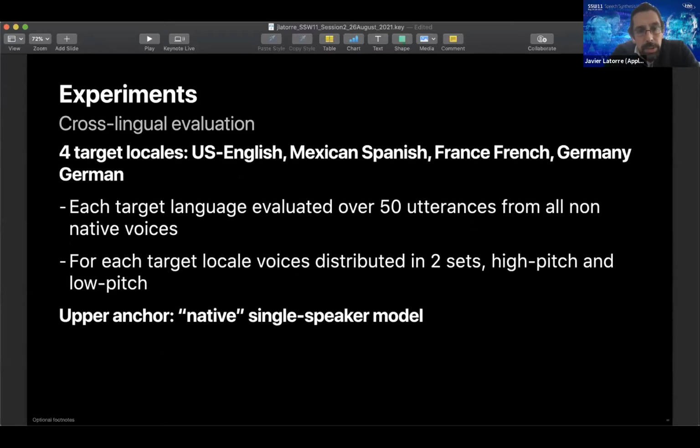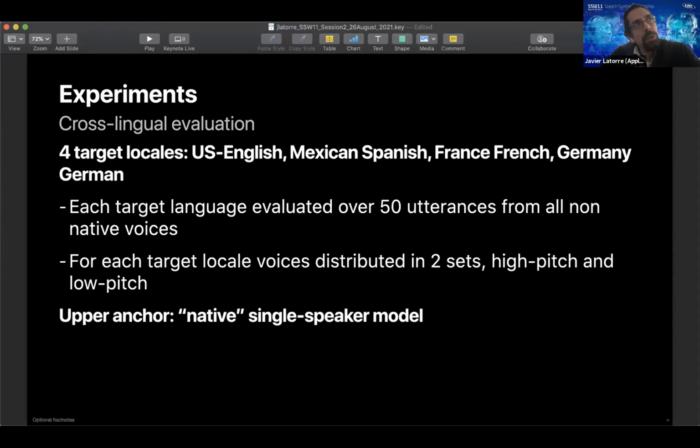Now for the second bit, that was the kind of secondary goal. Well, if it was good, it was great, but it's the cross-lingual evaluation. We only evaluated that for 4 different target languages in 4 different locales. So for English, we evaluated it in the United States, for Spanish in Mexico, French in France, and German in Germany. So we didn't evaluate it for the other 4 languages. In this case, we evaluated 50 utterances only for each one of the non-native voices, different utterances.